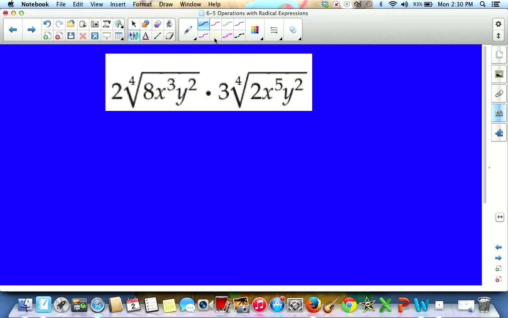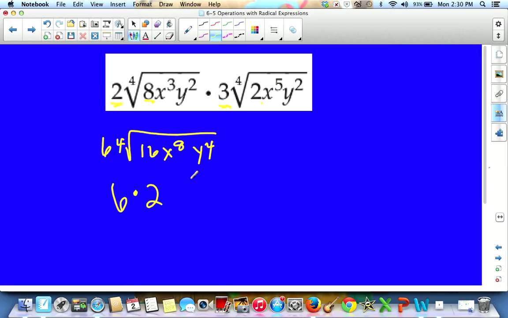Okay, let's look at this next one. So we have 2 and 3. We can times those together. And then we have the 4th root of 8 times 2 is 16, x to the 8th, y to the 4th. The 4th root of 16 is 2, so we have 6 times 2. And then we have x squared, because x to the 8th, the 4th root of that would be x squared.